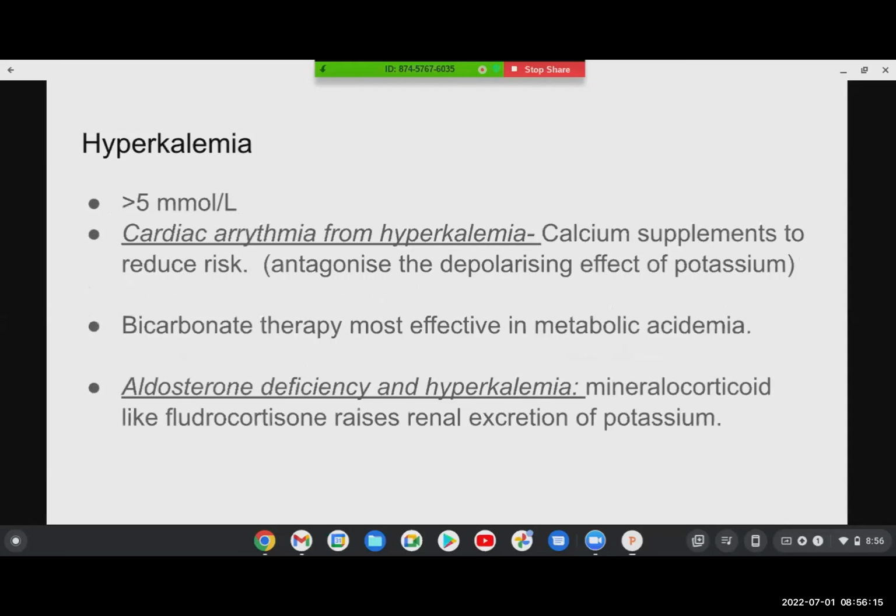Hyperkalemia is measured as more than 5 millimole per liter. Cardiac arrhythmia can occur from hyperkalemia. So calcium supplementation is given to reduce the risk as calcium antagonizes the depolarizing effect of potassium. Bicarbonate therapy is found to be most effective in metabolic acidemia.